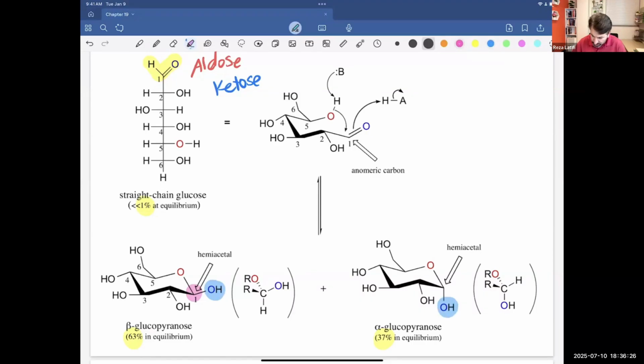If OH is taking the equatorial position, we say it is beta, the beta version, and if it's in the axial position, it will be the alpha position. So we have two isomers. The only difference between them, technically, is the position of the OH group: equatorial versus axial. Axial, we call alpha, and equatorial will be beta.